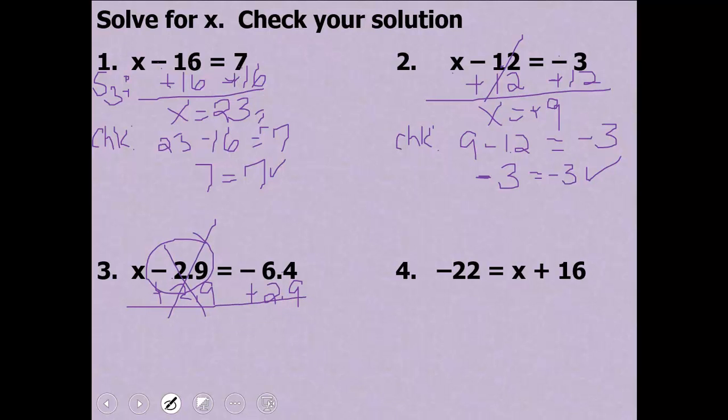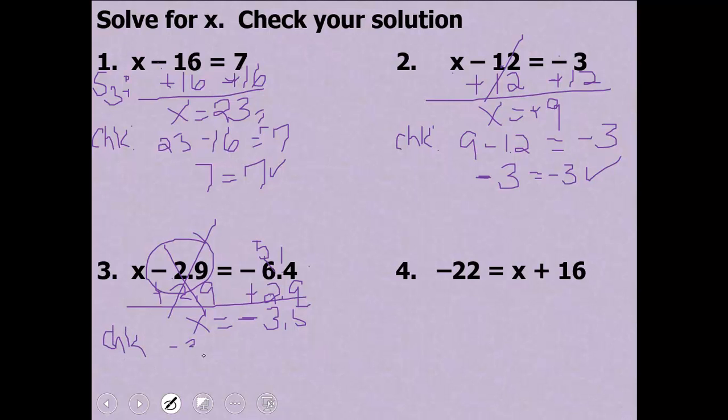These cancel. That's what I want. x is equal to, I have different signs, so I'm going to take their difference, and I get 3.5. And then I look to see what I have the most of. Well, look here, I have more negatives, so this becomes a negative. And then I check it.